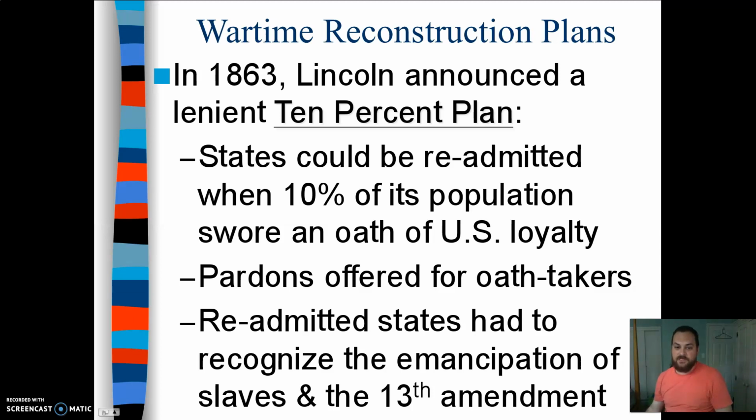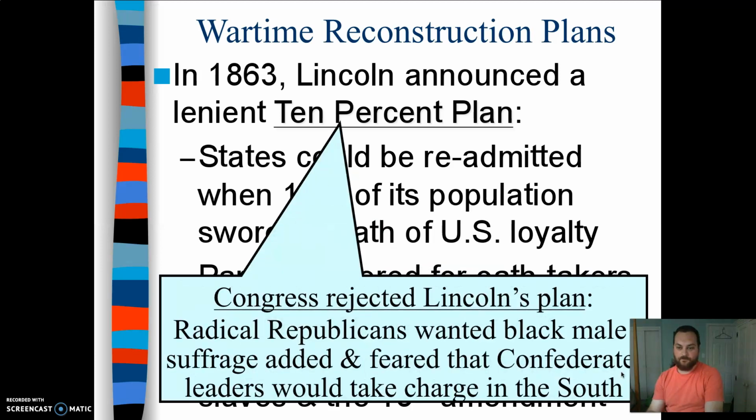But there was one sticking point. They had to recognize the 13th Amendment, which freed the slaves, which you will see in the rest of Lincoln this week. You had to recognize the emancipation of the slaves and the 13th Amendment. 10% pardons for those who take the oath and recognize the 13th Amendment.